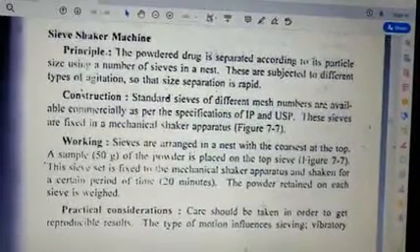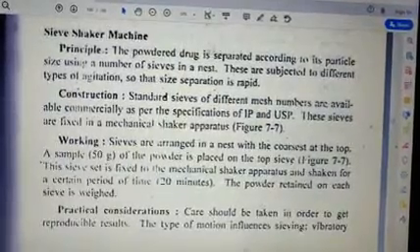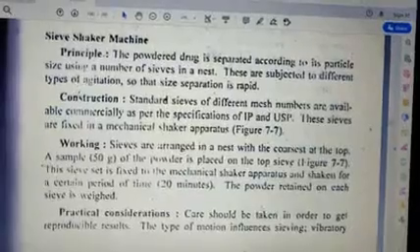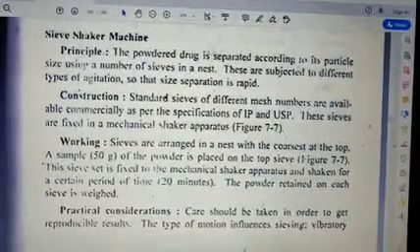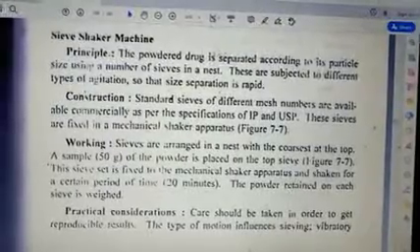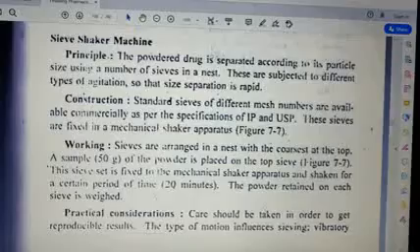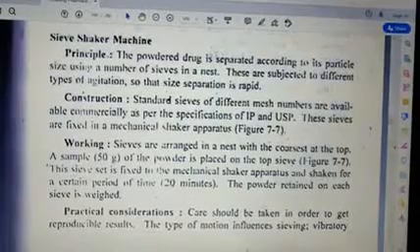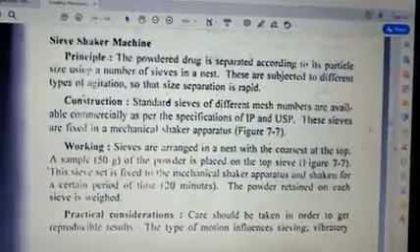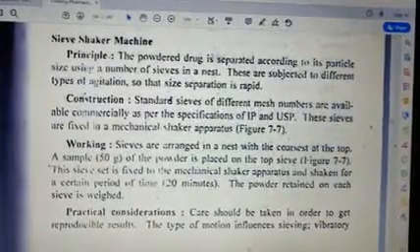These sieves are fixed in a mechanical shaker apparatus. Diagram I have already showed you, I'll just show you again. You can see the working here. What you all do is, sieves are arranged with the coarsest at the top and the smaller one at the bottom. A sample size of almost 50 grams you take, powder is placed on the top. Then the sieve is fixed to mechanical shaker apparatus and shaken for certain period of time. Assume 20 minutes. The powder retained on each sieve is weighed.